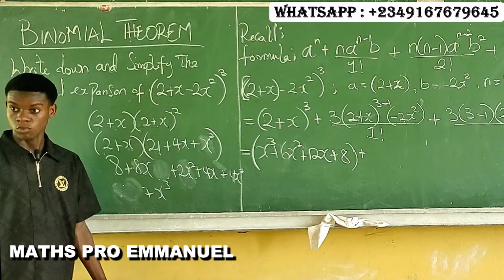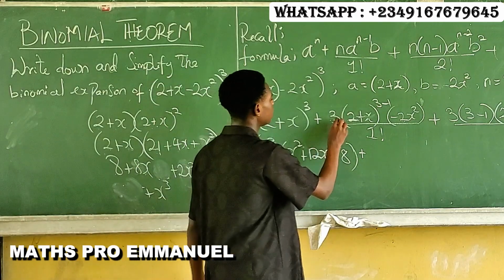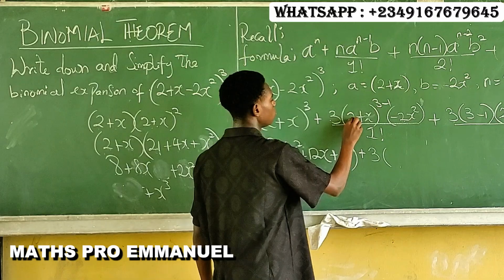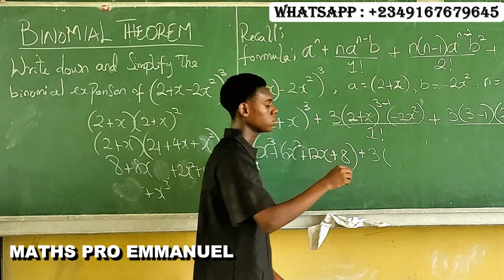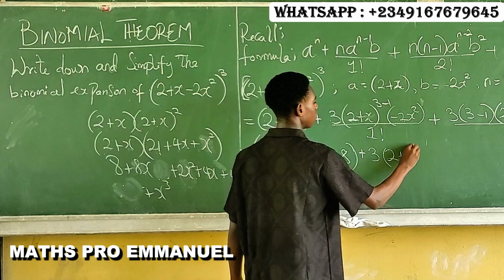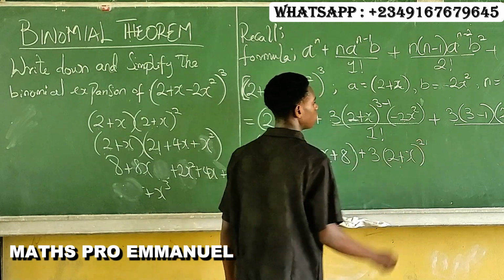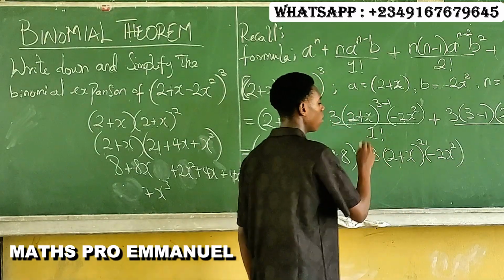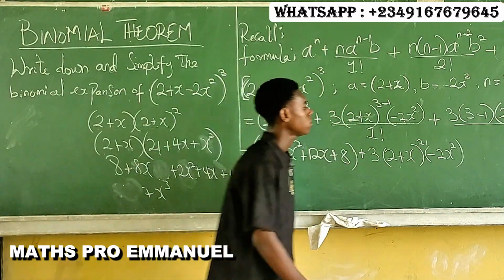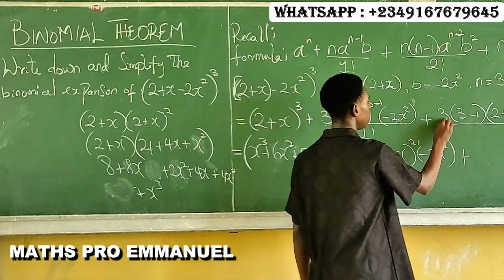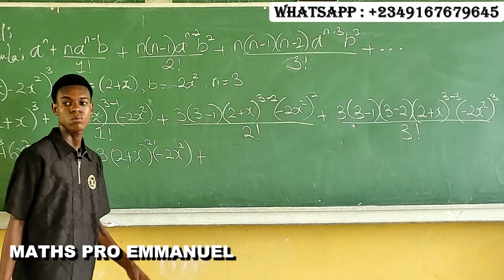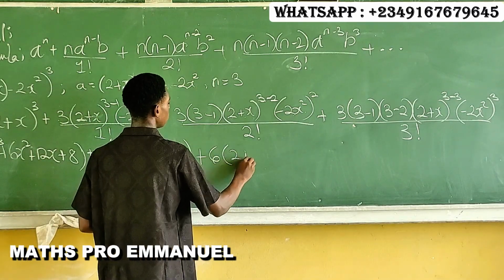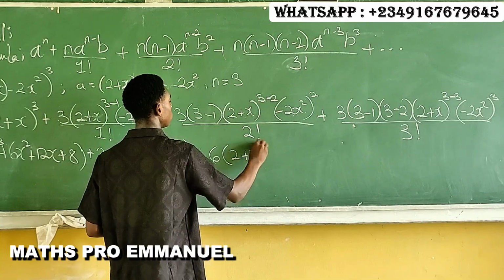Understood? Now we have 3 multiplied by (2 + x) all raised to the power of 3 minus 1. That is (2 + x) all raised to the power of 2. And this is now multiplied by minus 2x squared, all over 1 factorial. 1 factorial is still 1, I don't need that. Plus 3 times 3 minus 1. 3 minus 1 is 2. 3 times 2 is 6. So here will be 6 into (2 + x). Then you have 3 minus 2, which is just 1.